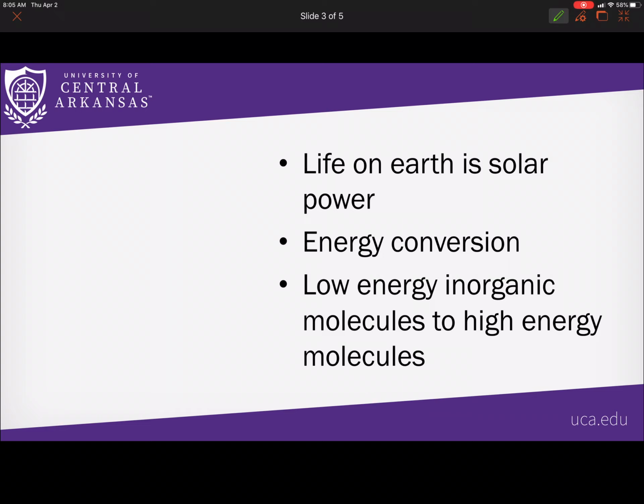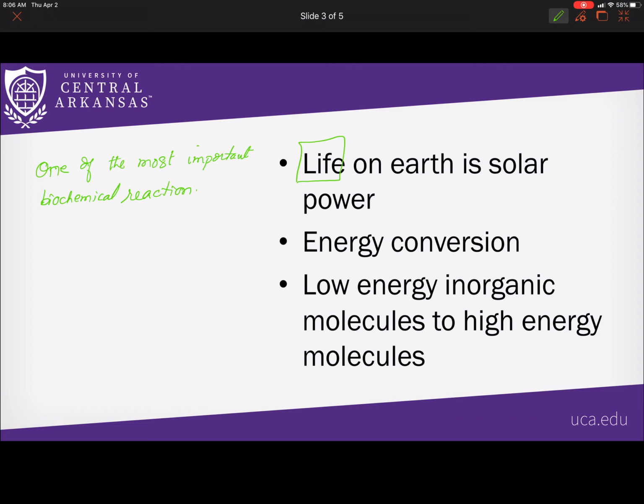So, photosynthesis is one of the most important biochemical reactions. It's very complex, and photosynthesis is the process which actually powers life on Earth.